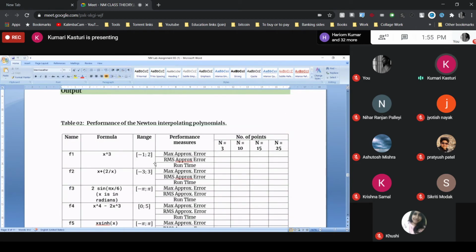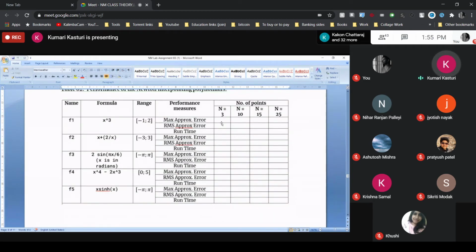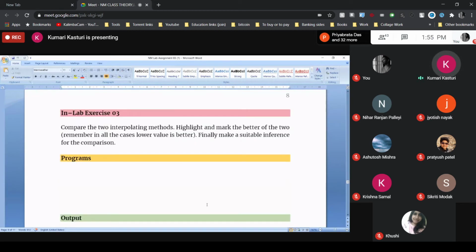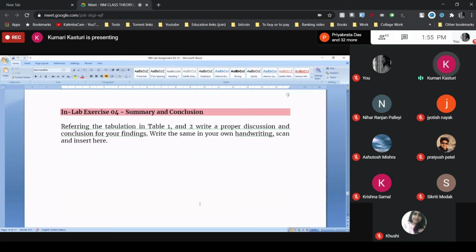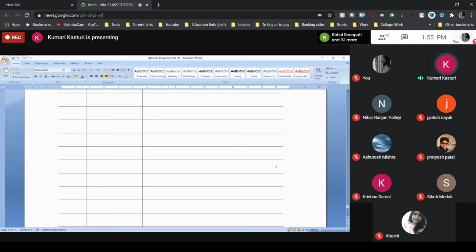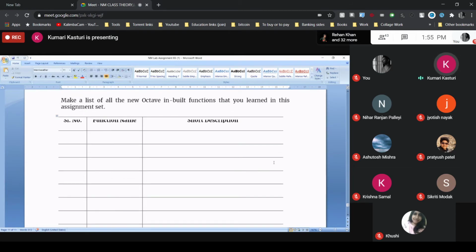Then after that, you have to fill up this table. Every time you have to change the data set: generate your range, generate your variables with respect to this range, then calculate the maximum error, RMS error, and runtime. After that, in lab question number 3, you have to compare the two methods and write the comparison as you have done in every assignment. Then fill up this table. What are the new things you have learned from this assignment? Am I clear what you have to do in the assignment?